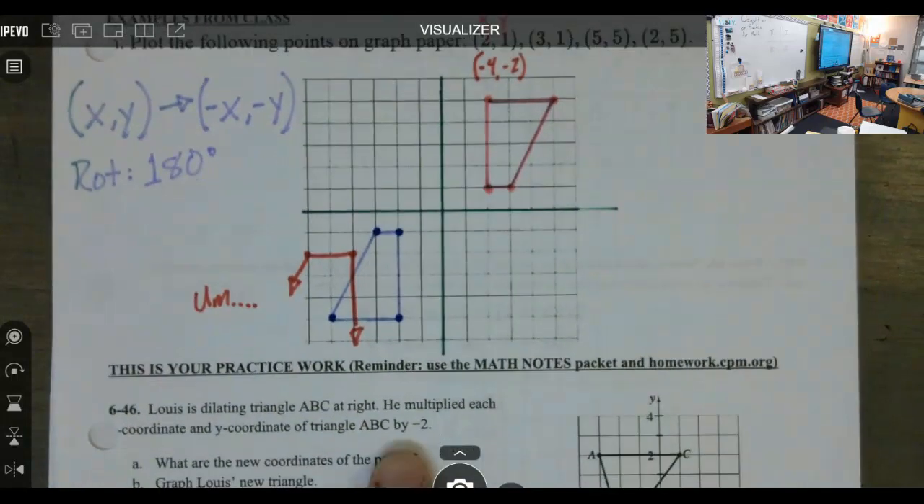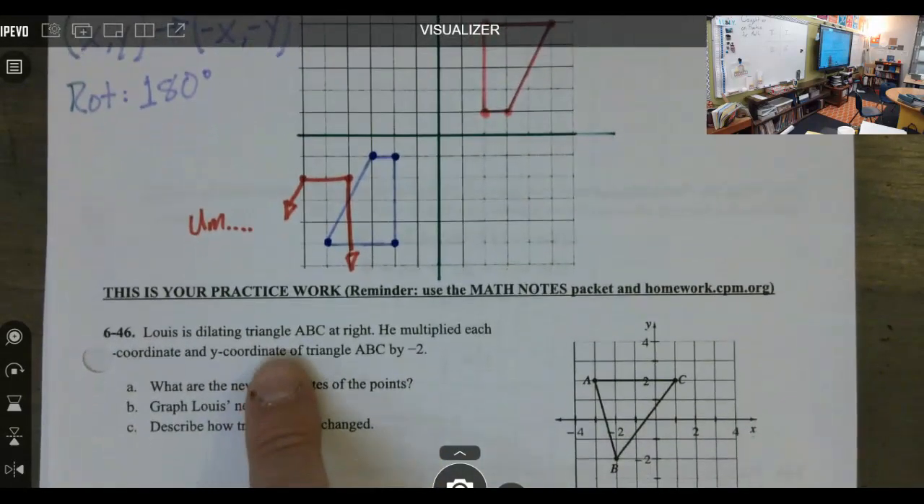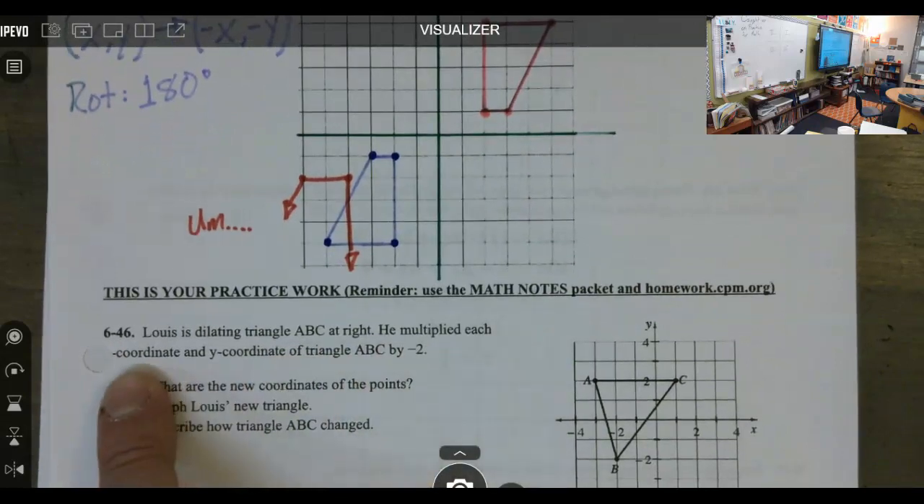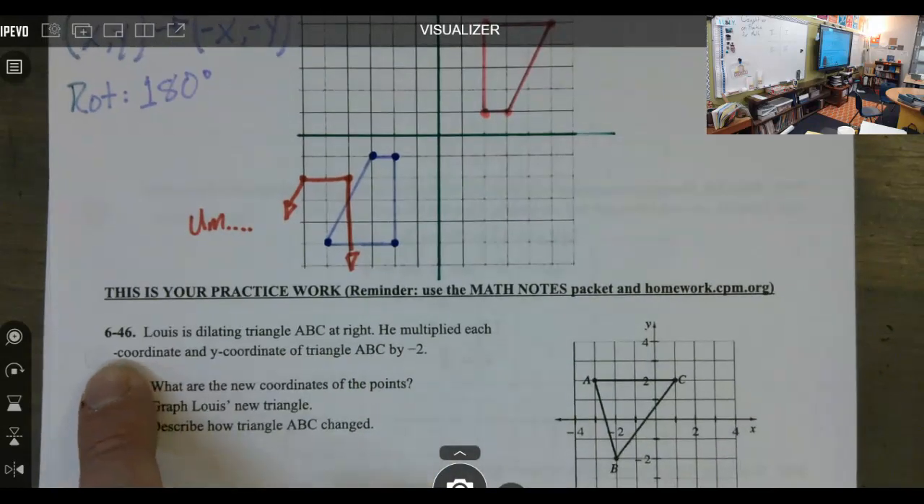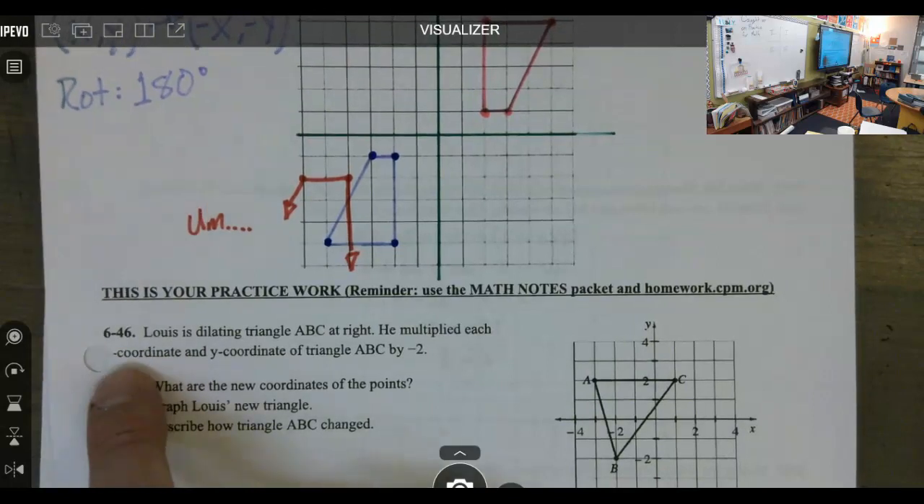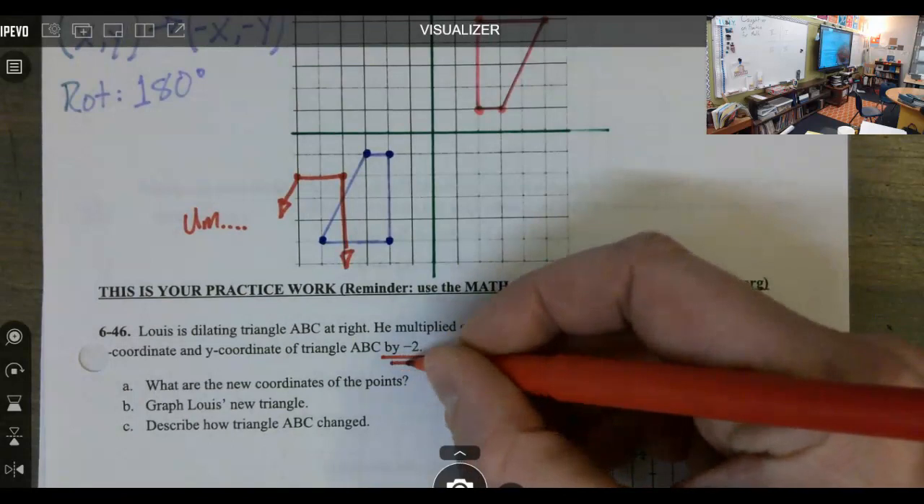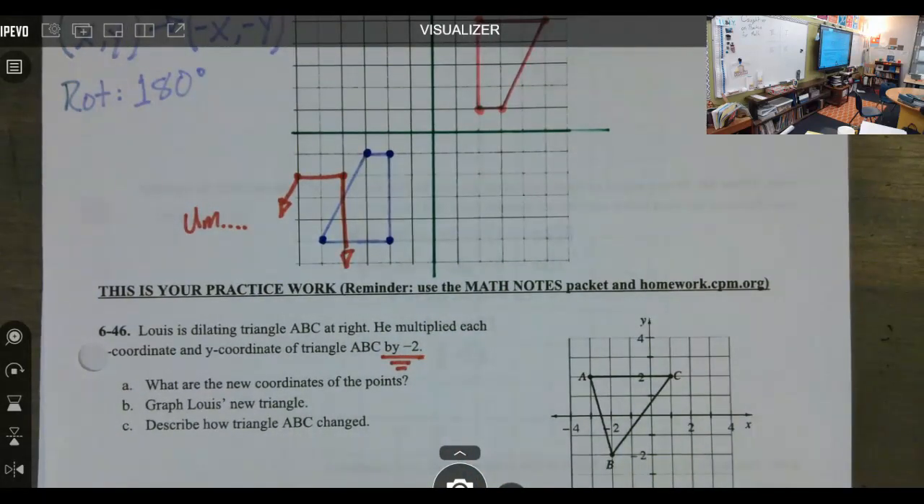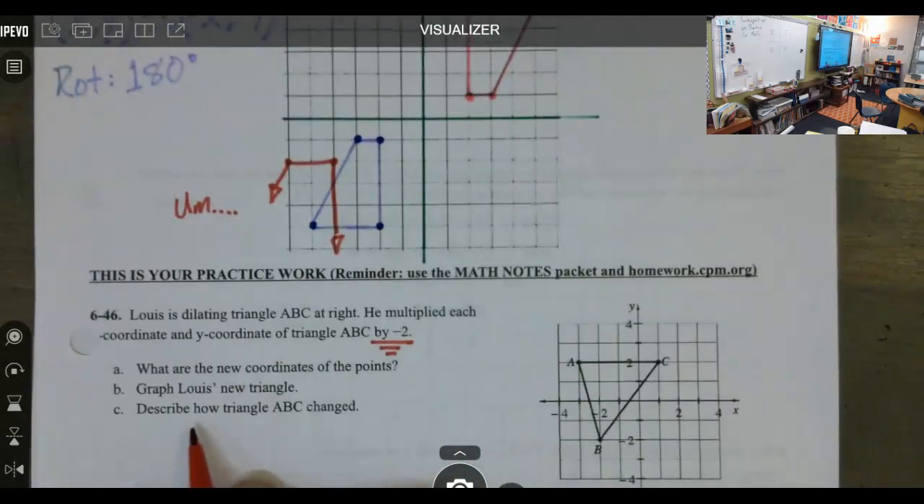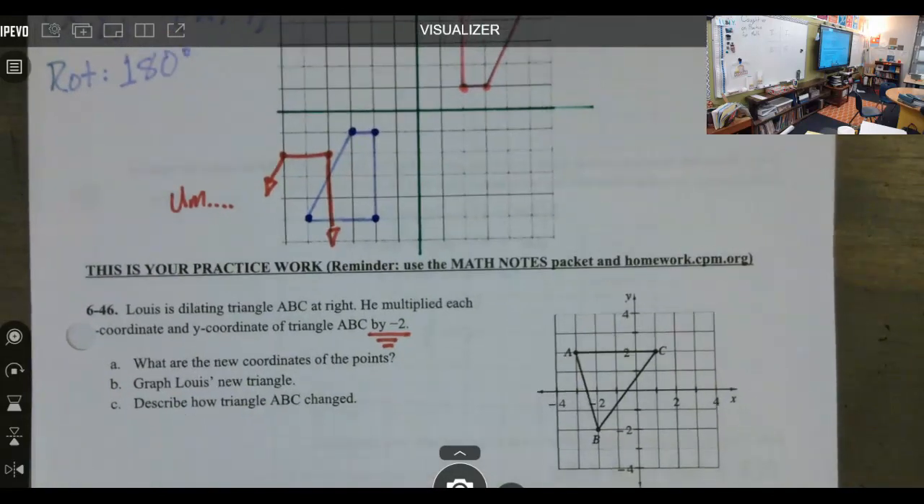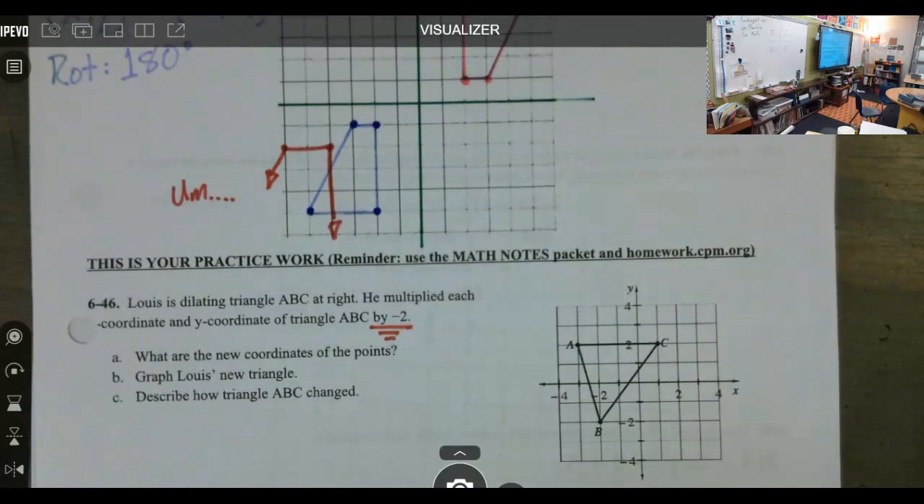So if Luis is dilating triangle ABC at the right, and he multiplied, hey, that should be an X. That chopped through with my hole punch. This should be an X coordinate, Y coordinate. You could maybe make a note right here. Describe how triangle ABC changed.